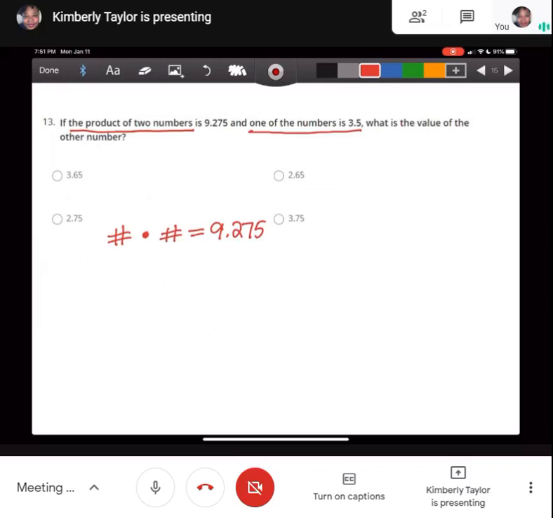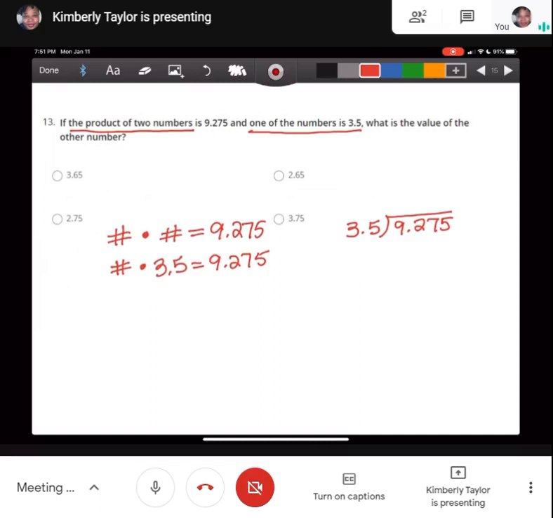And it says that one of the numbers is 3.5. So you just say this number times 3.5 is equal to 9.275. So you got to do the inverse operation of multiplication, which is division. So we're going to divide 3.5 into 9.275.